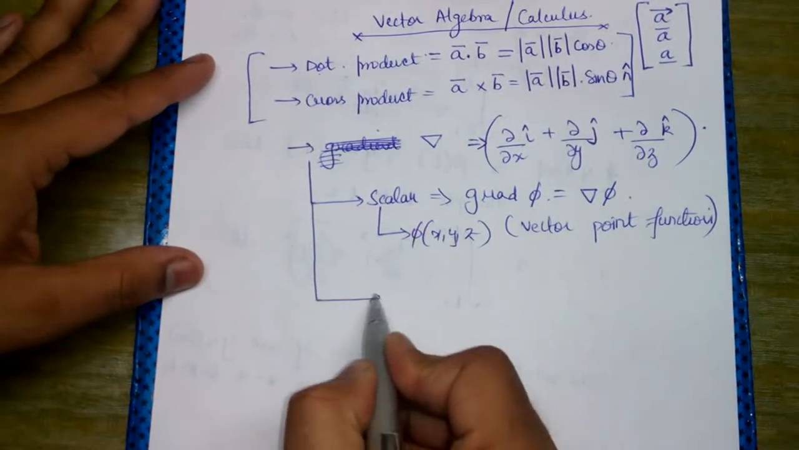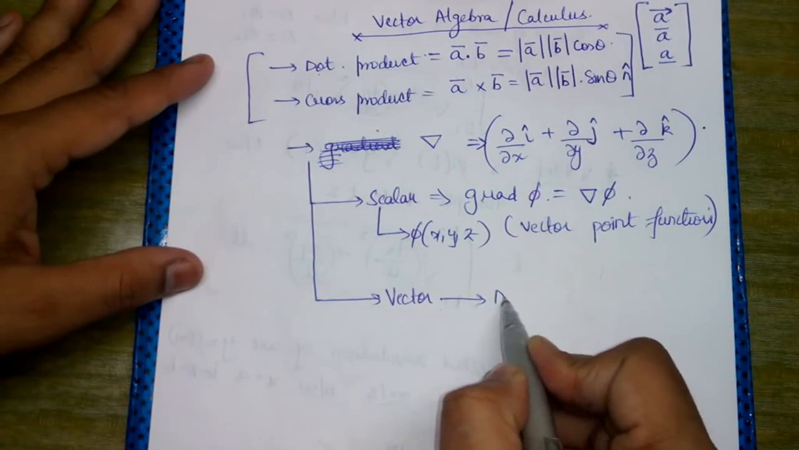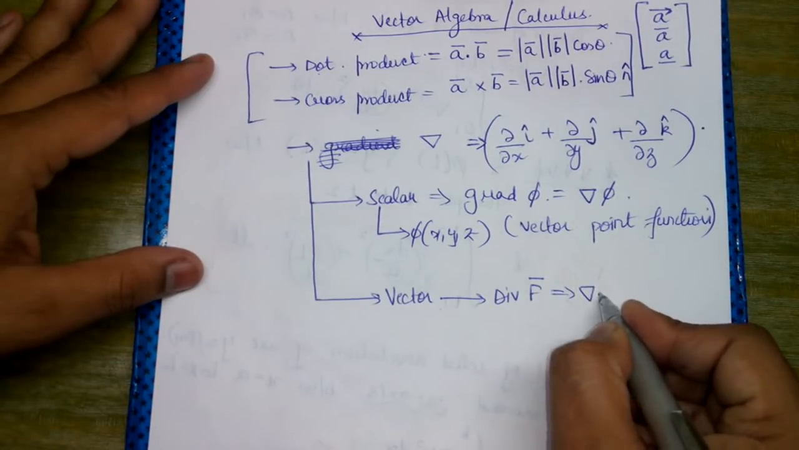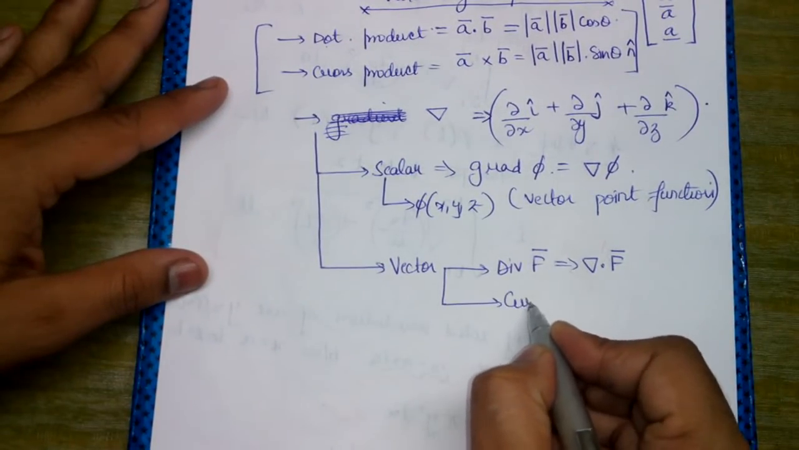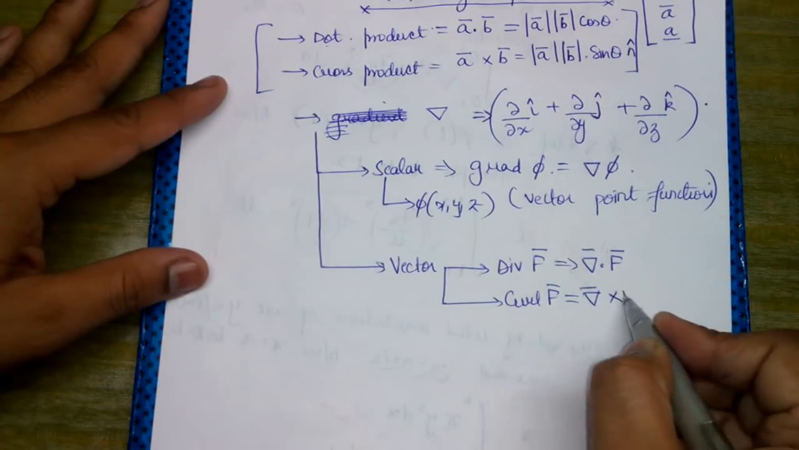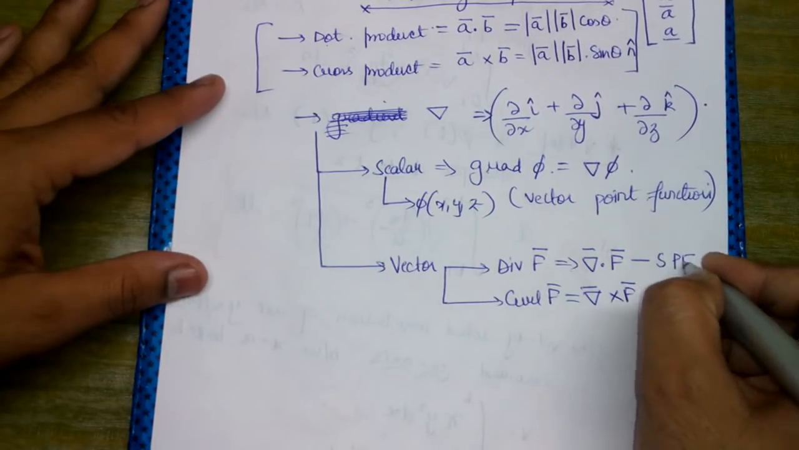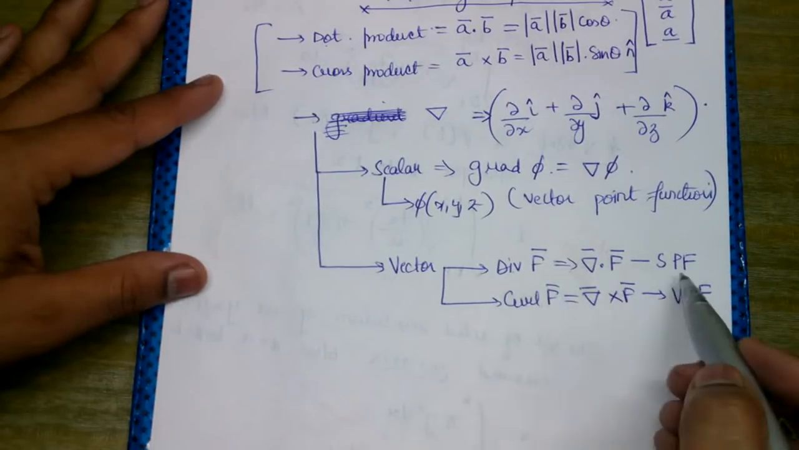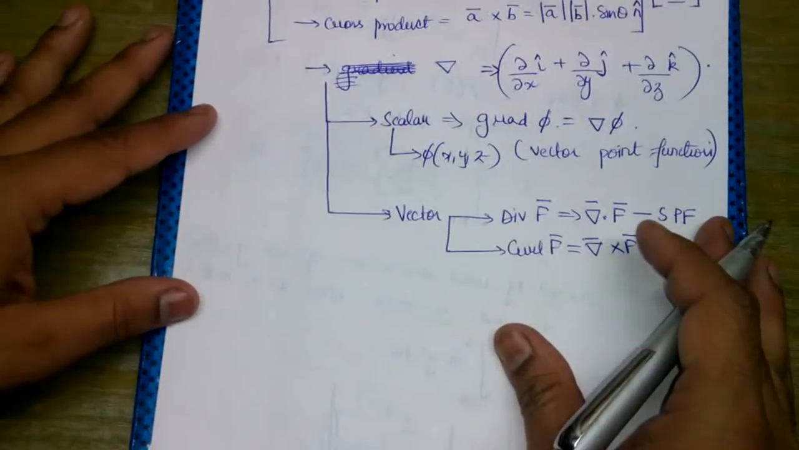Now the next part, the vector part, is called the divergence of f, where divergence is nabla dot f. And we have one more part, that is the curl of f. This is equal to nabla cross f. So divergence is giving us the scalar point function, and curl is giving us the vector point function.